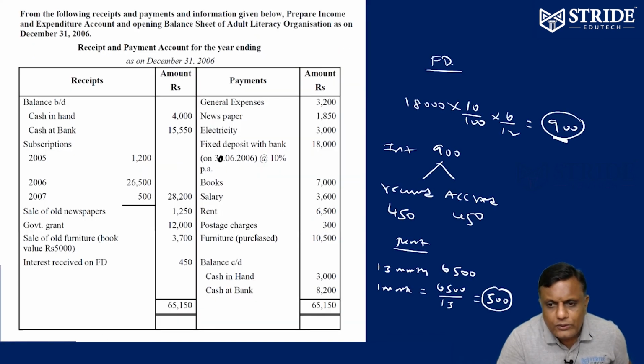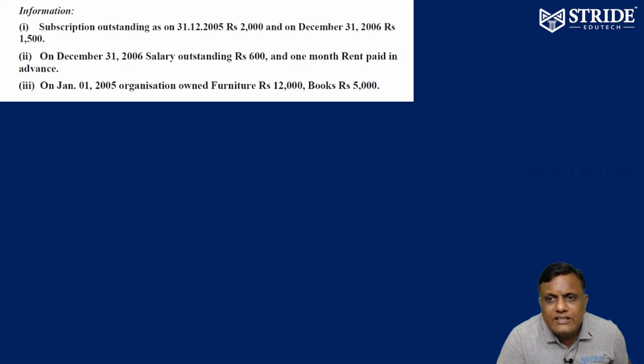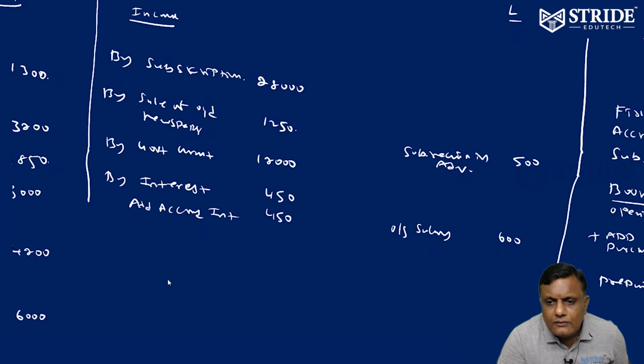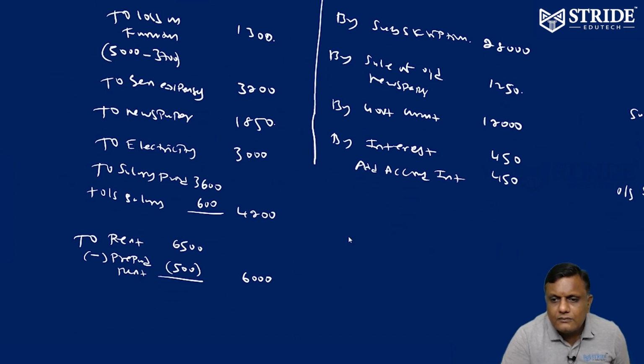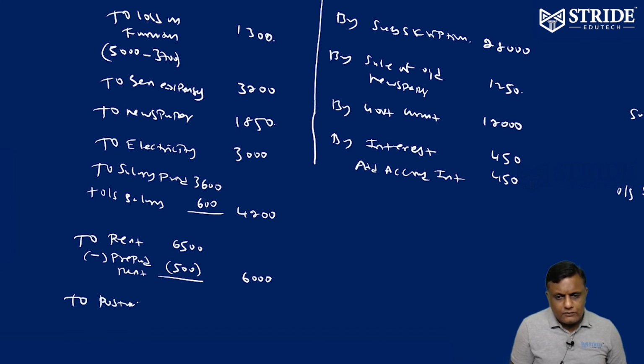Rent is over. Postage charges, how much? 300. Is there any adjustment for postage charges? No. Expense side, to postage 300. There is no adjustment.